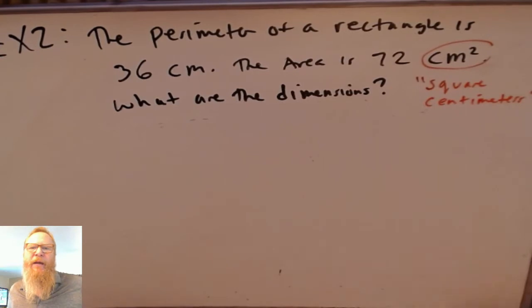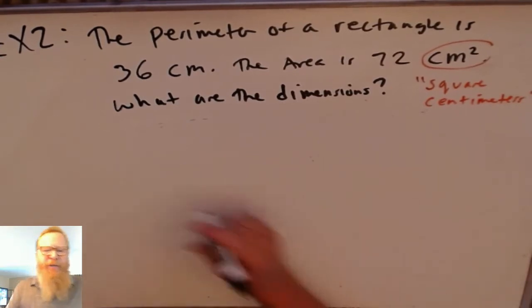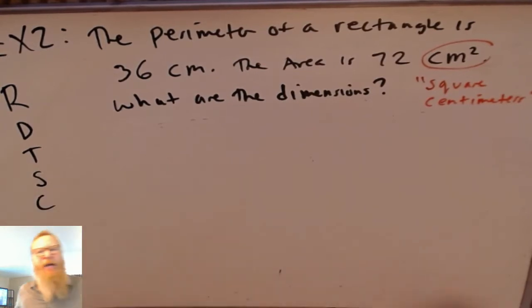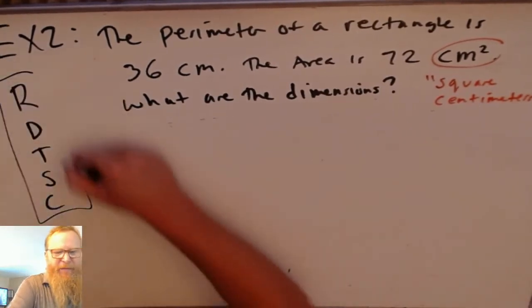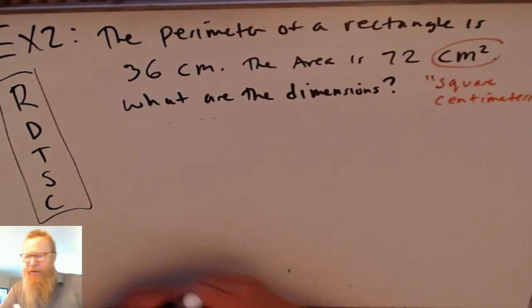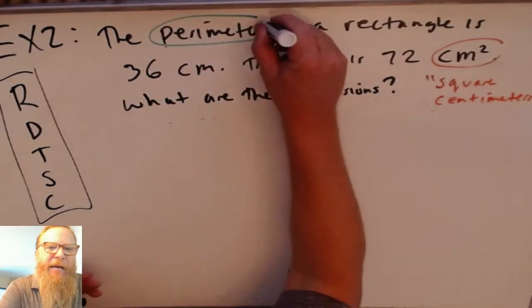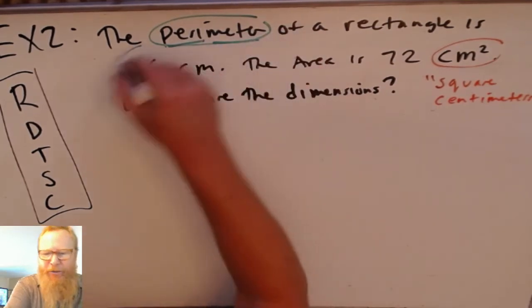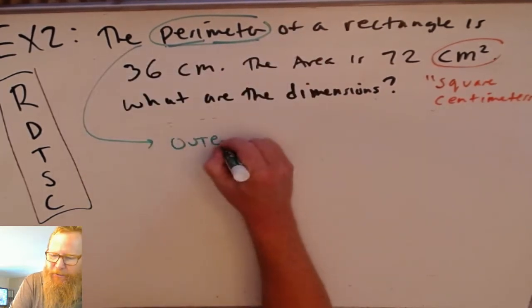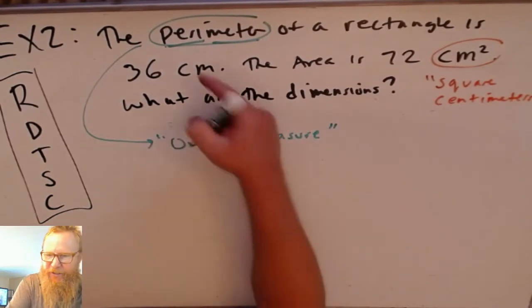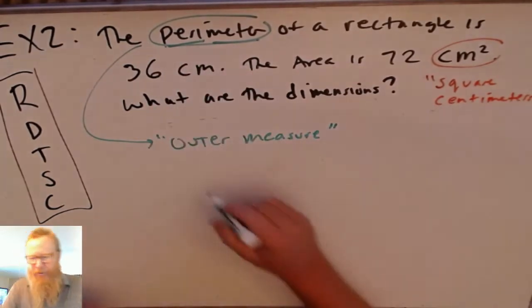Okay, so now we have 2 different things going on. Let me just do my read, draw, translate, solve, check. This is just to remind me of my technique. All right, perimeter. Perimeter means peri, outer, and meter, measure. So that's the outer measure. That's the literal translation of perimeter, outer measure.